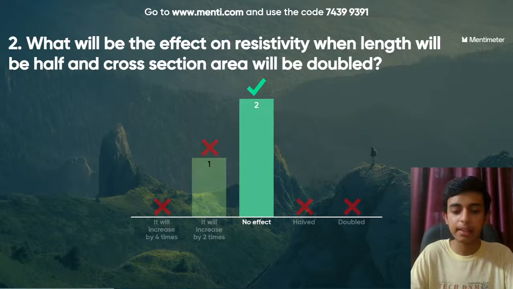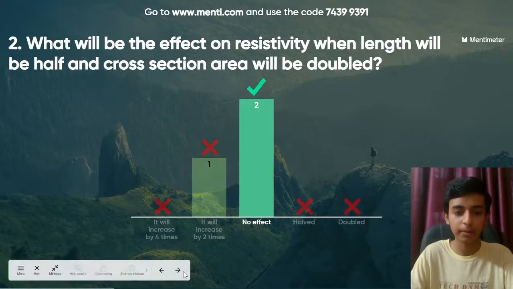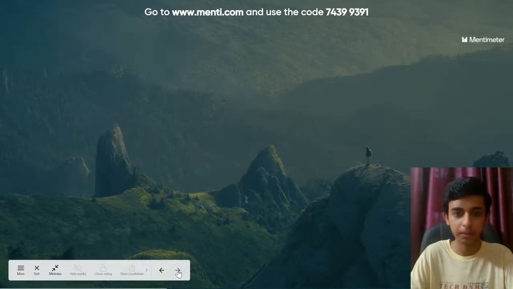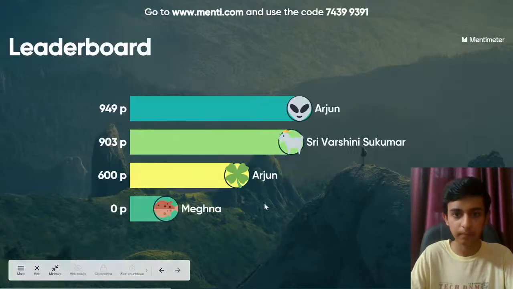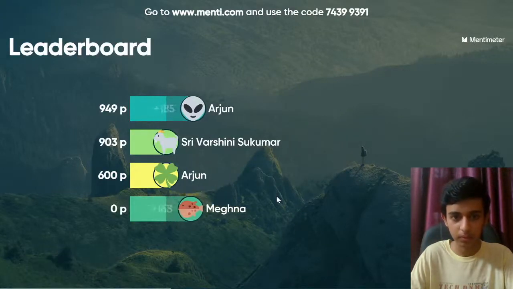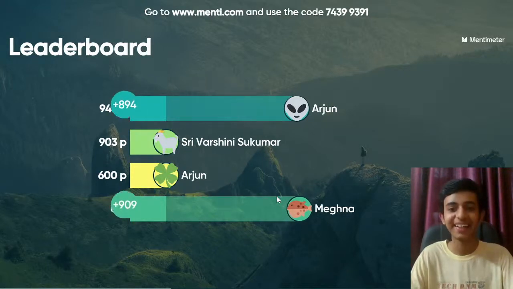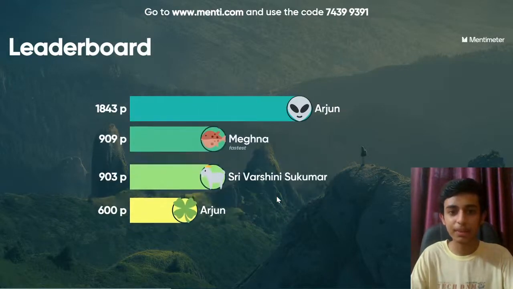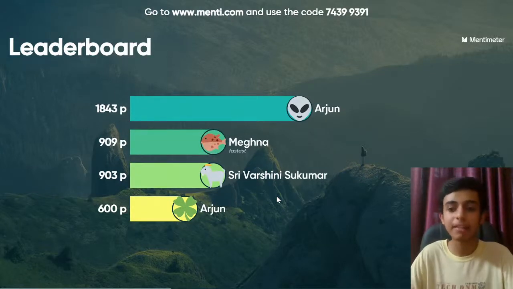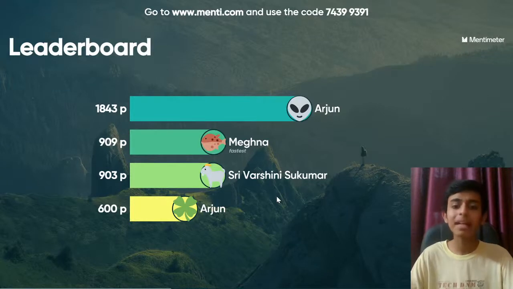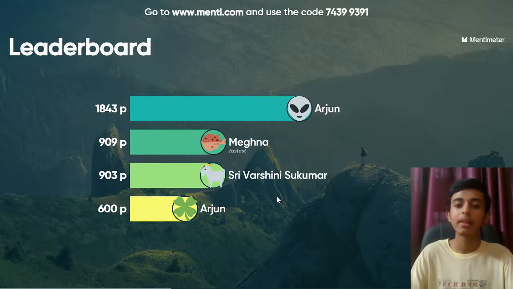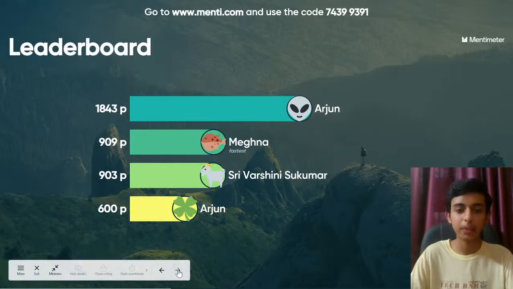Okay, let's check out the leaderboard. I think the entire leaderboard has changed. Meghna is the fastest right now. Arjun is at the top. Meghna, then we have Srivarshini, Sukumar, and Arjun. So 2 Arjuns are there right now. Okay, so we are moving ahead with the next question.